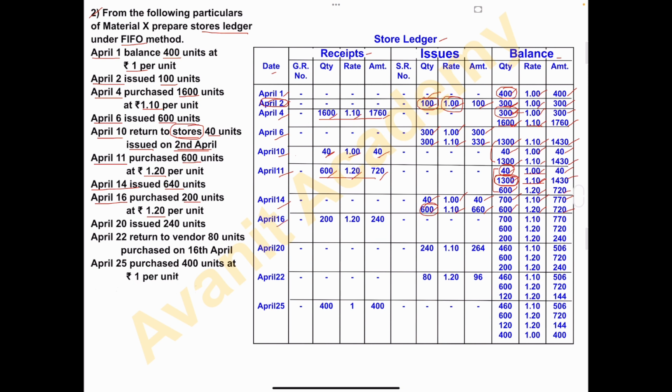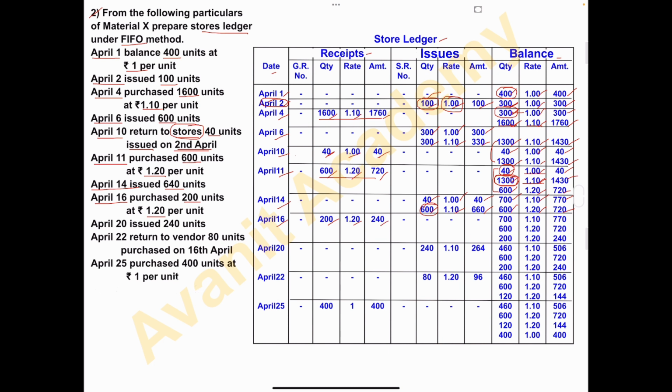In solution, write April 16. Purchased. So we'll take in receipts. How many units are purchased? 200. Quantity 200. Rate per unit is 1.20. 200 into 1.20, total amount is 240.